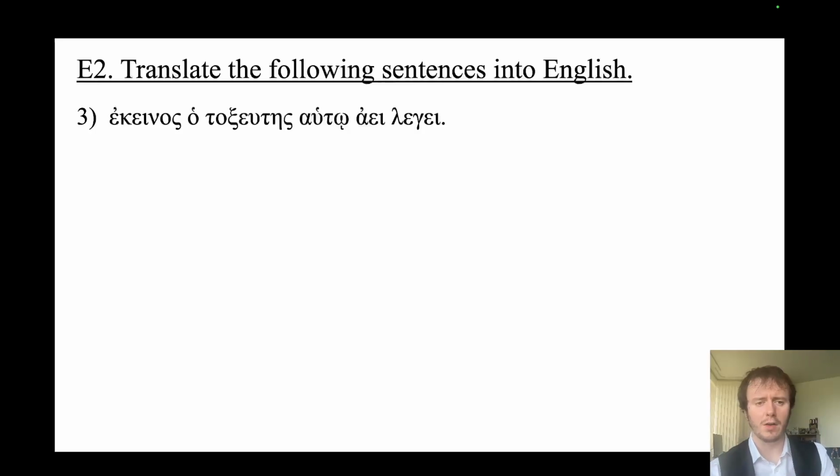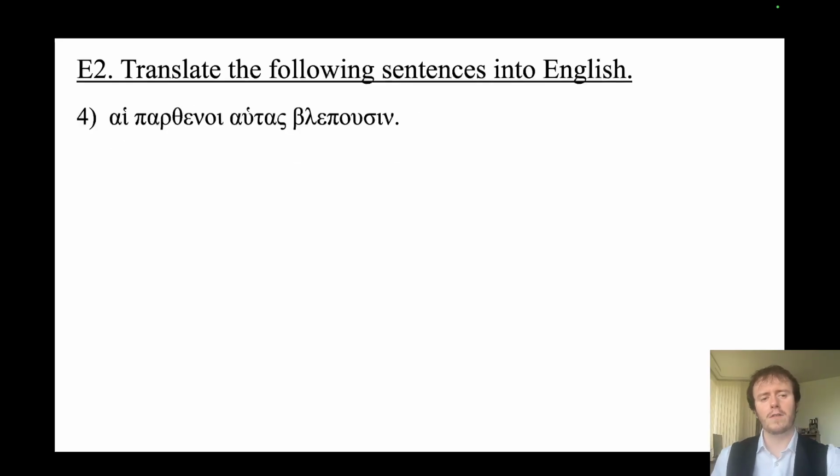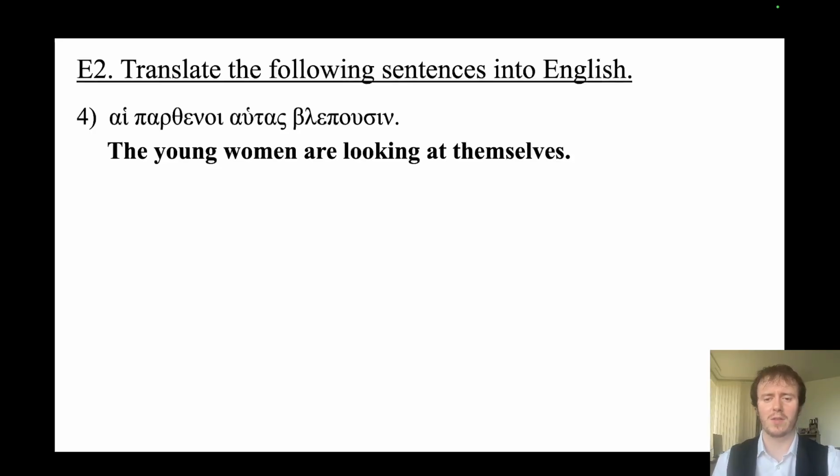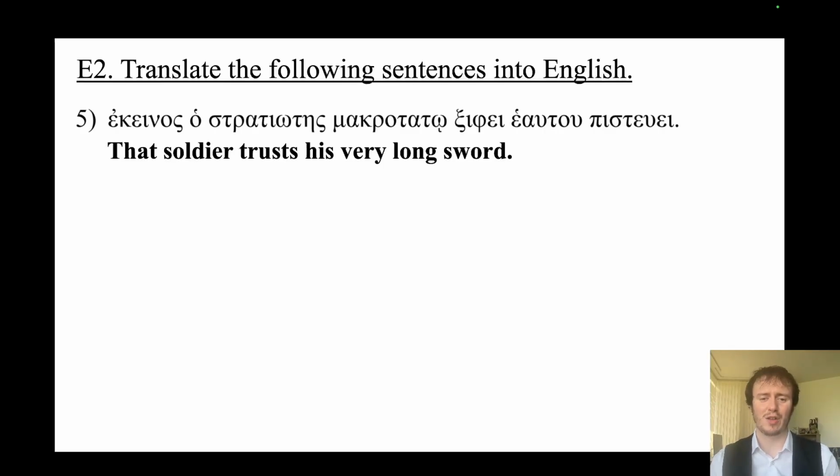Thirdly, we have ekeinos chotoxeutes ἑαυτoi ai legei, meaning that archer always speaks to himself. Or you could have said, that archer is always speaking to himself. Fourthly, we have hai partenoi ἑαυτας blepusin. Here you should have put, the young women are looking at themselves, or the young women look at themselves. Fifthly, we have ekeinos hos stratiotes makrotatoi xiphei ἑαυτου pisteiue. Here you should have put, that soldier trusts his very long sword.